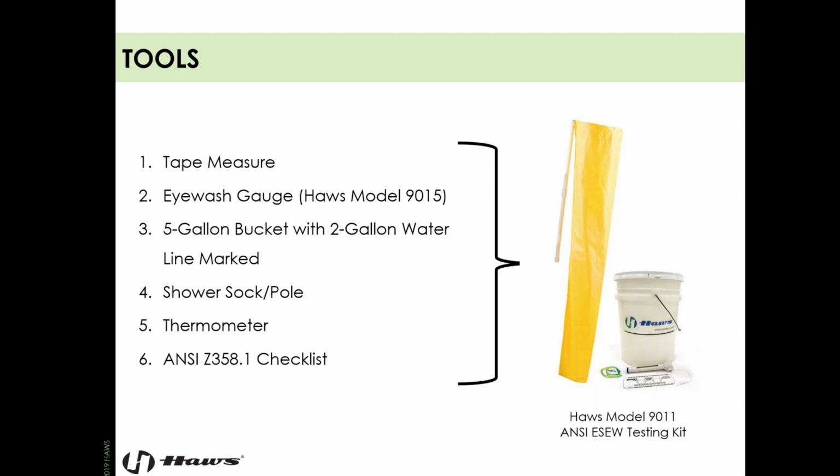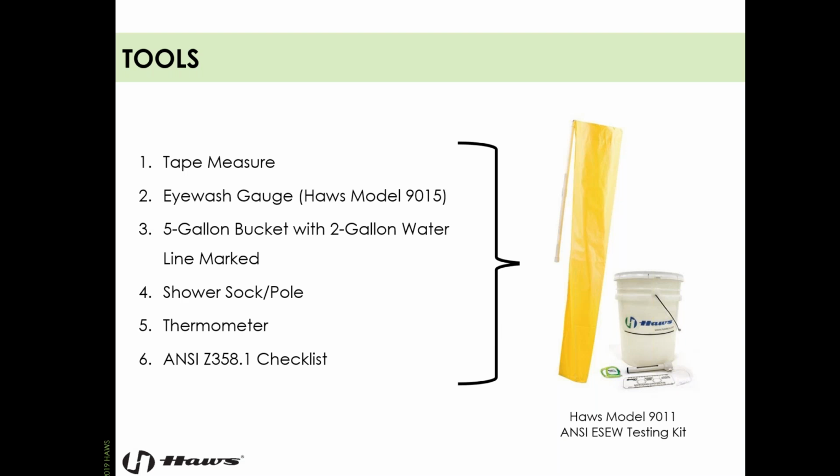Now, one of the most useful tools that you could get your hands on would be something like this. This is the Haws 9011 test kit. And these are the basic tools that you're going to need to measure each piece of equipment against the ANSI standard and check for compliance. You're going to need a tape measure. You're going to need an eyewash gauge. This is a specially designed gauge that was designed and given to us through the ANSI standard. We copied that, made our own, and what it does is help to measure average human anthropometrics, the spacing between your eyes, and make sure that the equipment is usable.